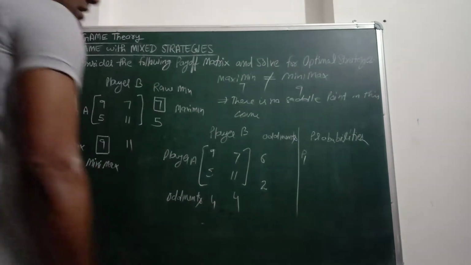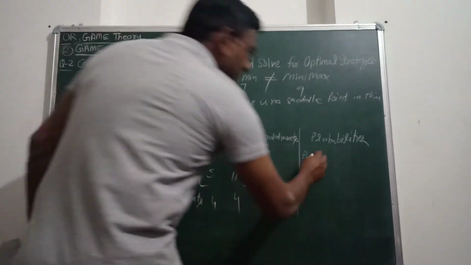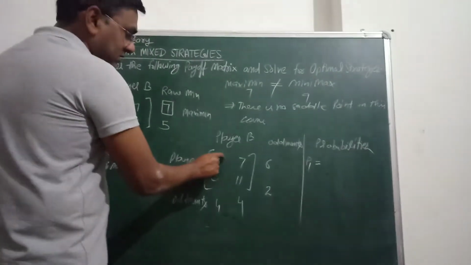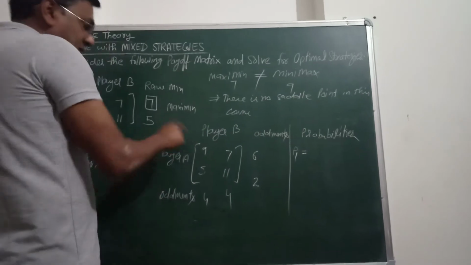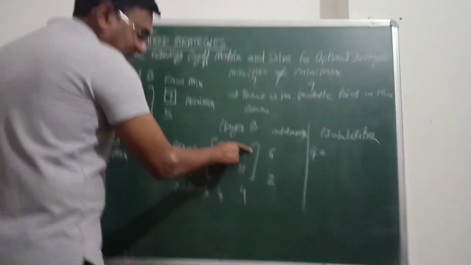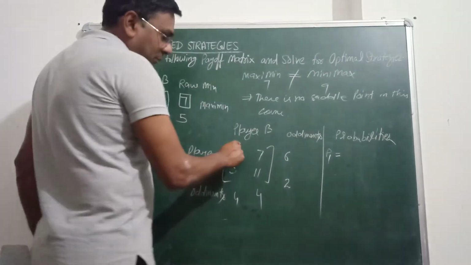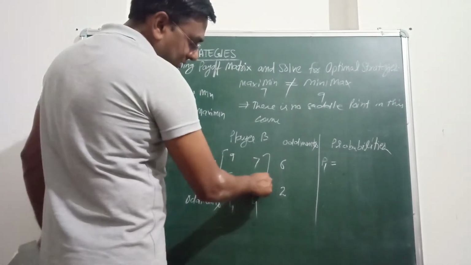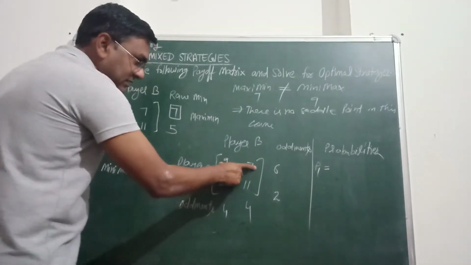Okay. Now the probability of use of strategies is very simple to find. This is how we can find which strategy A will use. Suppose the probability of using the first strategy is P1, and the probability of using the second strategy is P2. Similarly for B, the probability of using the first strategy is Q1, and of using the second strategy is Q2. So first we find the probability of using this strategy, P1.